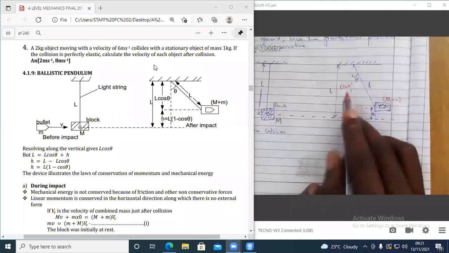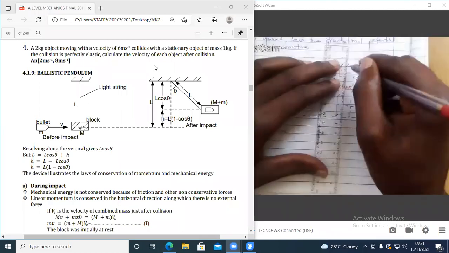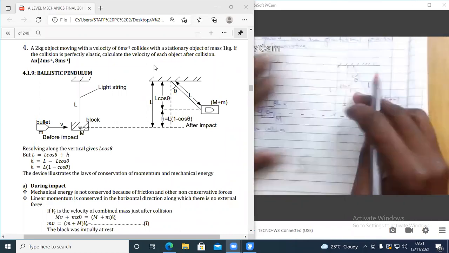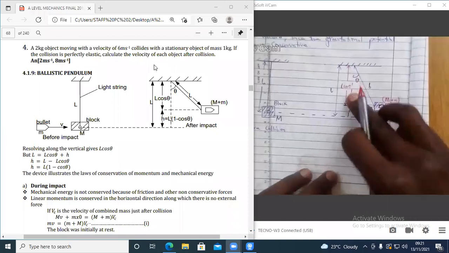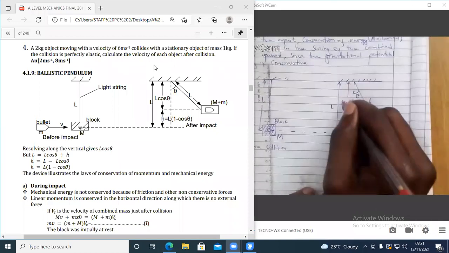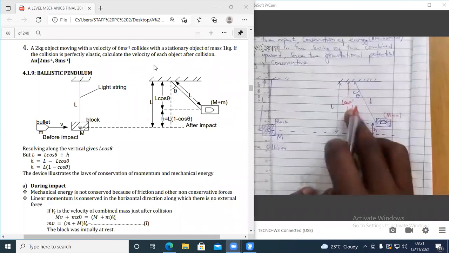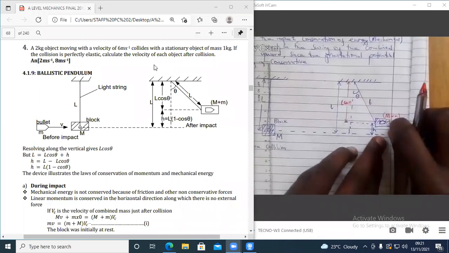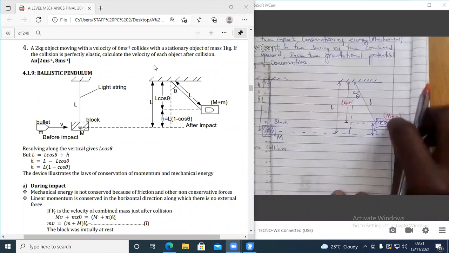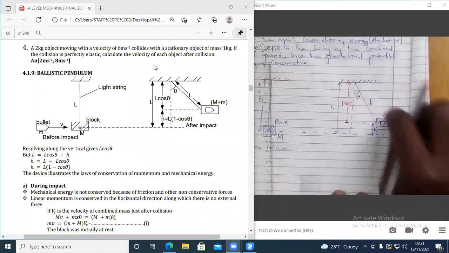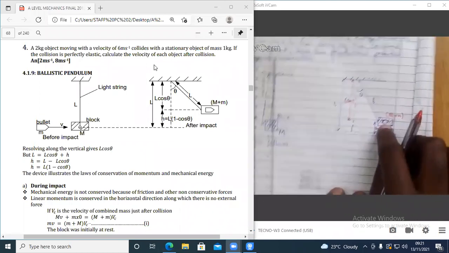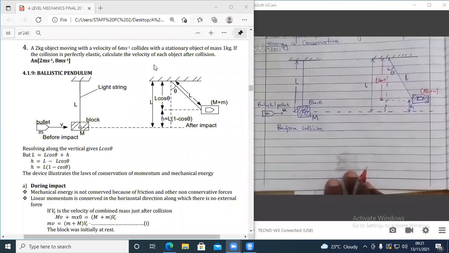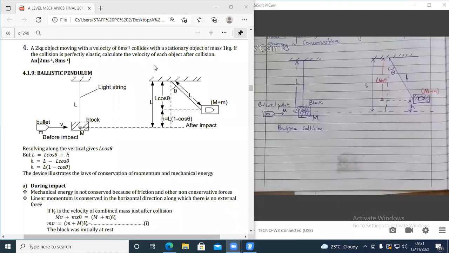So from here, up to this point, is L cos theta. Then this one is combined because it's embedded, so they will move with a common velocity. So now we can go on and on.